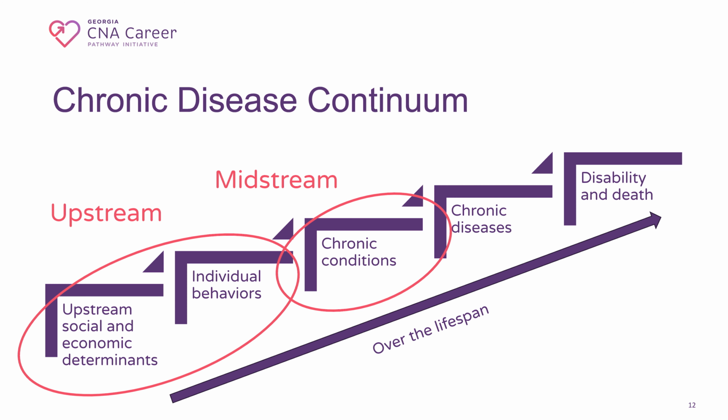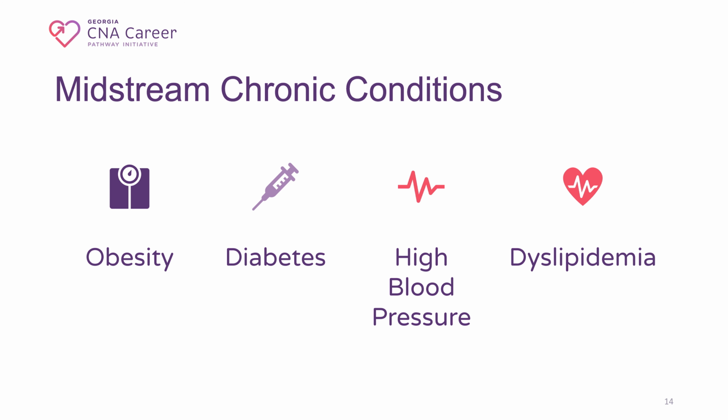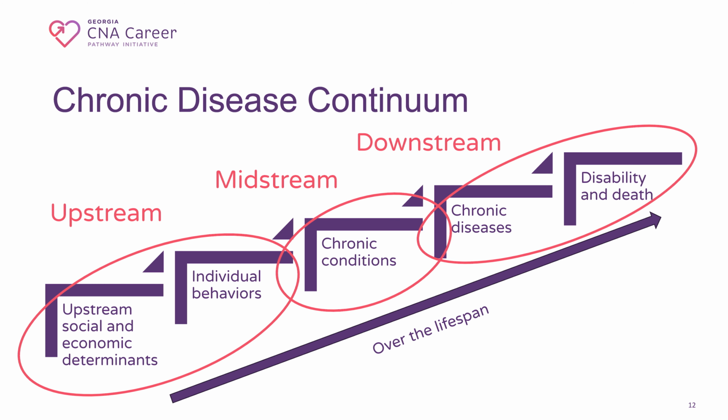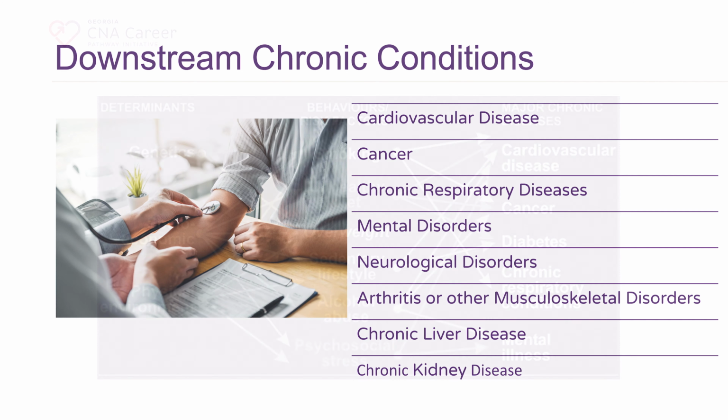Midstream chronic conditions are conditions that have progressed to more serious conditions and often lead to much more serious diseases and disabilities downstream in the continuum. Some examples of chronic conditions include obesity, diabetes, high blood pressure, and dyslipidemia. Downstream chronic diseases often lead to death or disabilities. This list includes some of the major categories of chronic diseases and are more of umbrella terms. We will later discuss some of these chronic conditions later in the module.